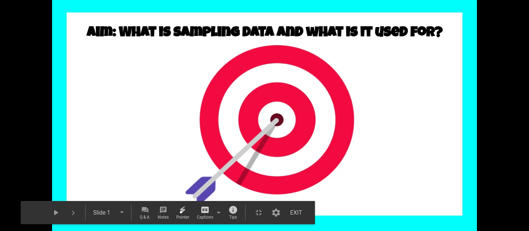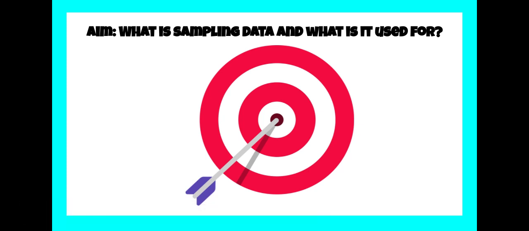Hey guys, so instead of finding a video, I'm just going to guide you through the vocab on today's worksheet. Today we're going to be looking at what sampling data is and what it's used for. I'm just going to read through the definitions with you, go through a couple of examples, and then you guys are going to try a Google Form on your own to see if you understood the lesson.